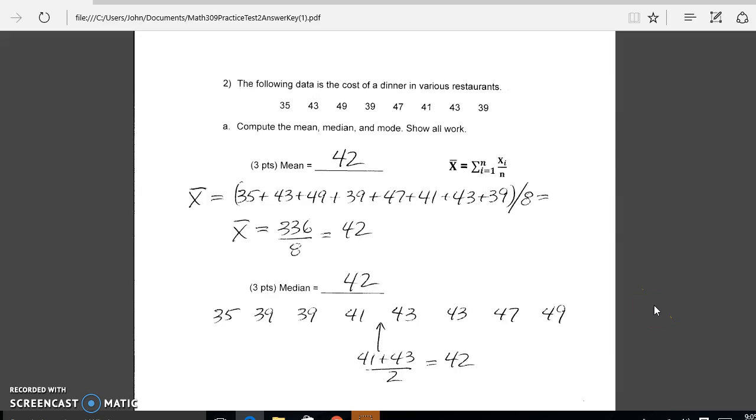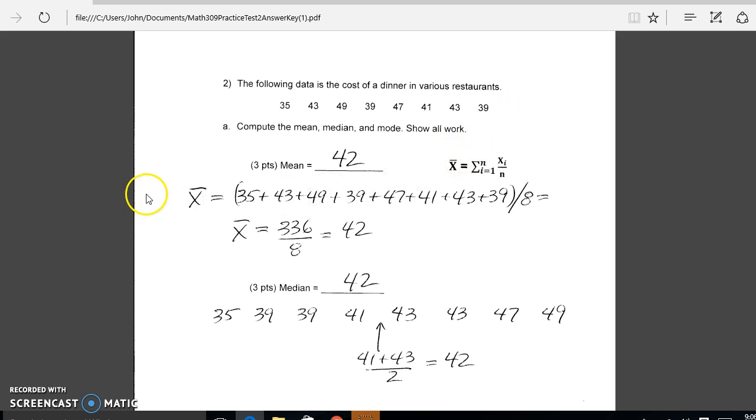So we're looking at practice test number 2, problem number 2, and the problem states the following data is the cost of a dinner in various restaurants. And we have here 8 data points given to us. We're going to first calculate the mean, median, and mode.